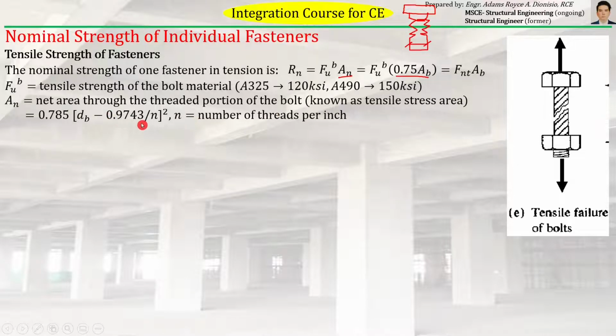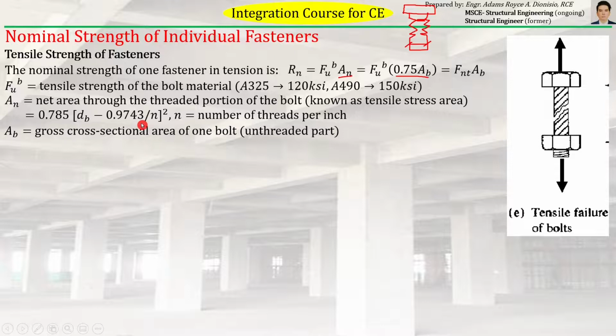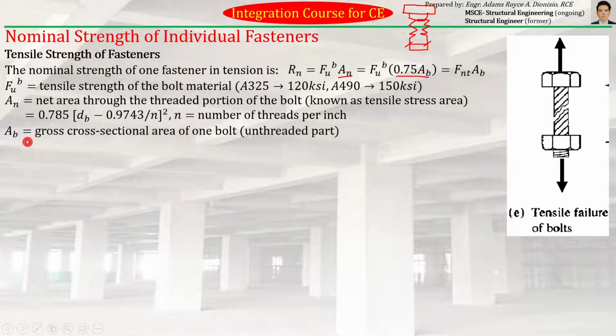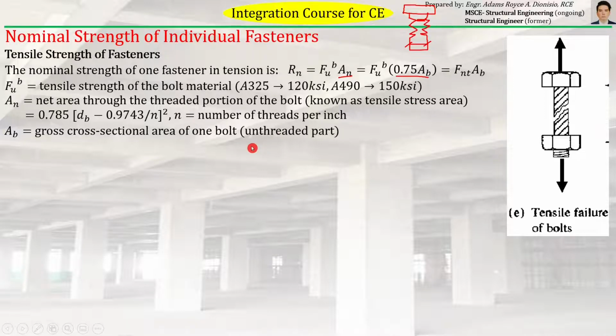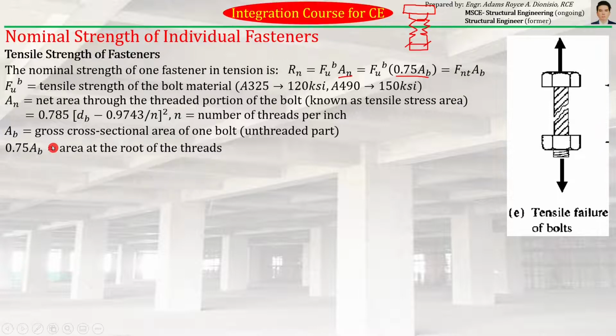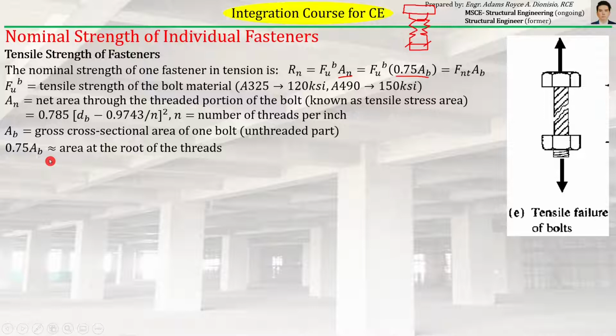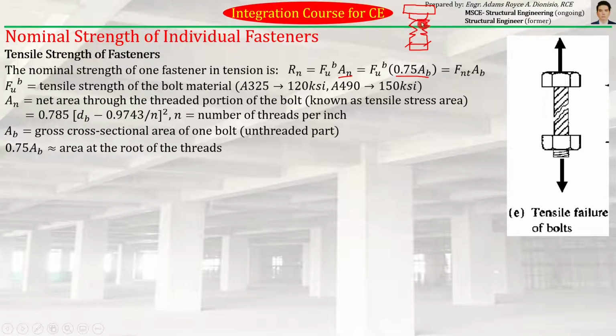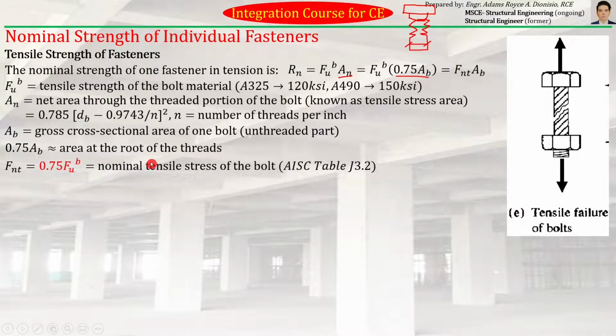You can use this formula for the computation of An. Pero seldom use naman yan. Ab is the gross cross-sectional area of one bolt. Doon sa unthreaded part, doon sa walang threads. Kung may area ng bolt doon sa part na walang thread, that is the Ab that we're talking about here. Yung 75% ng gross cross-sectional area of one bolt, approximately that is the area at the root of the threads dito sa mga mismong thread. O yung tinatawag natin na net area rin.